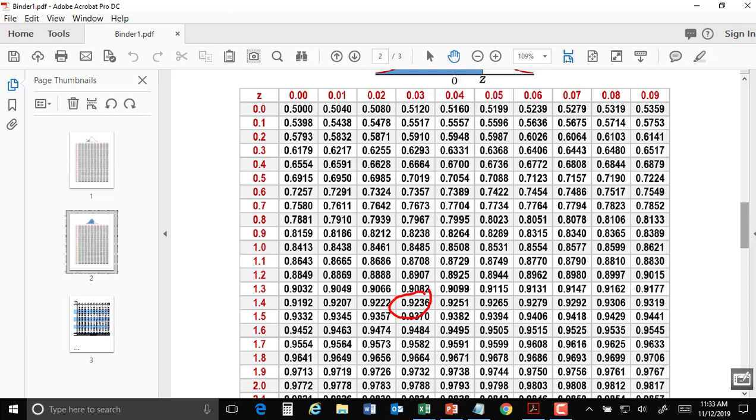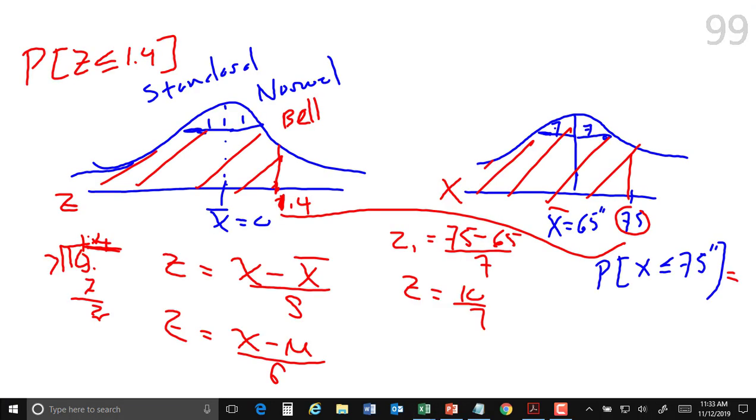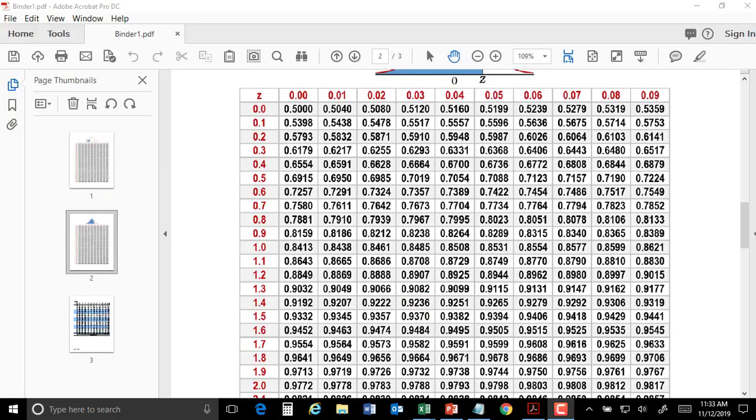This is the probability that the random variable would take on... that is the probability of, what was it, 0.96? Let me see it. 0.9236.